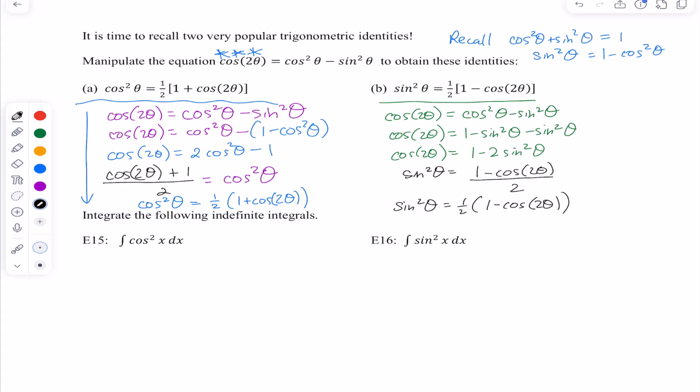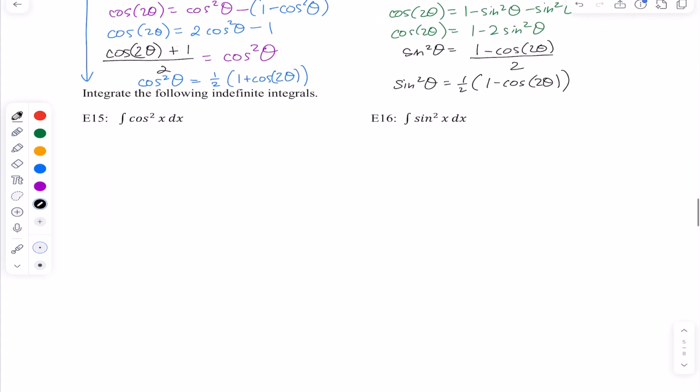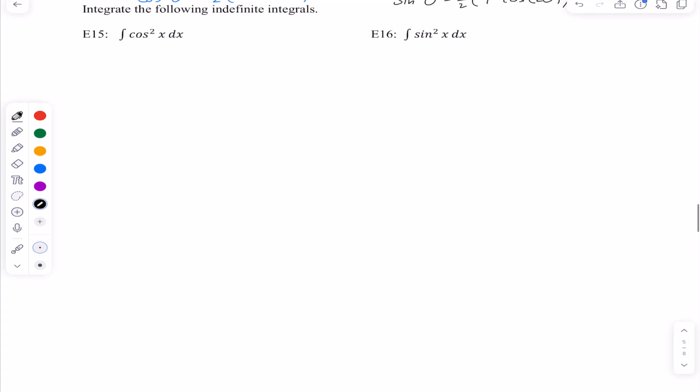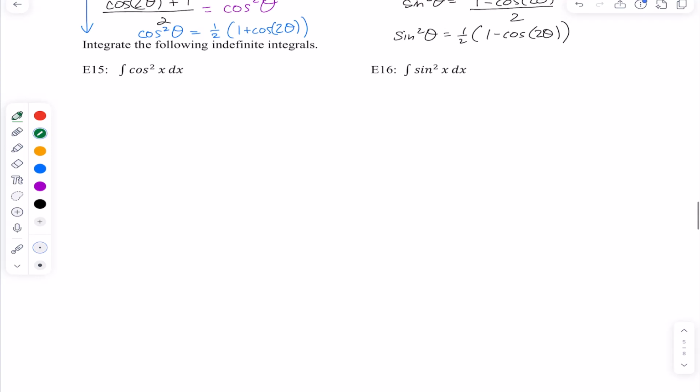Algebra is such a powerful tool, especially in the study of calculus. Let's go ahead and integrate the following integrals. Notice both of them are indefinite, and all we're going to do is take those new identities from above and make an appropriate substitution. We know that 1/2 is a constant, and with your integral properties, you know what to do with that.